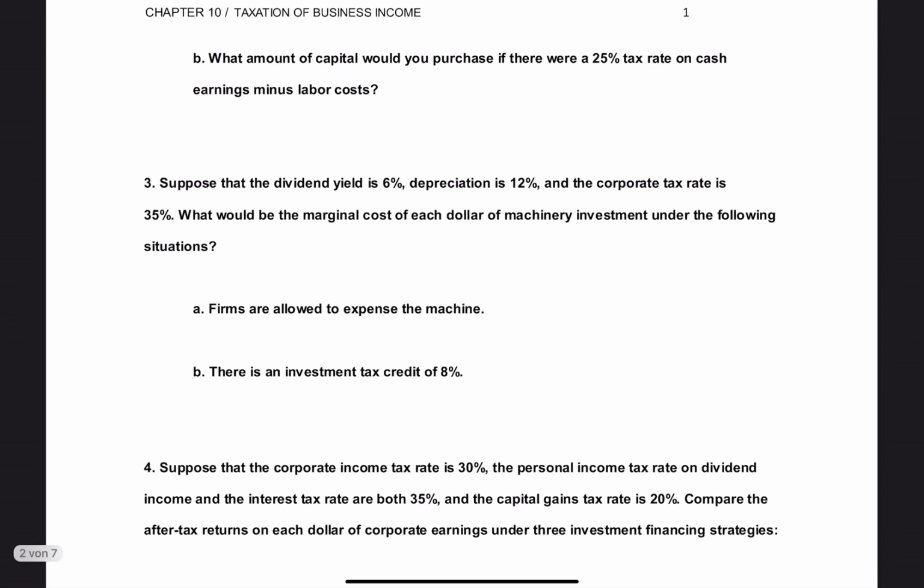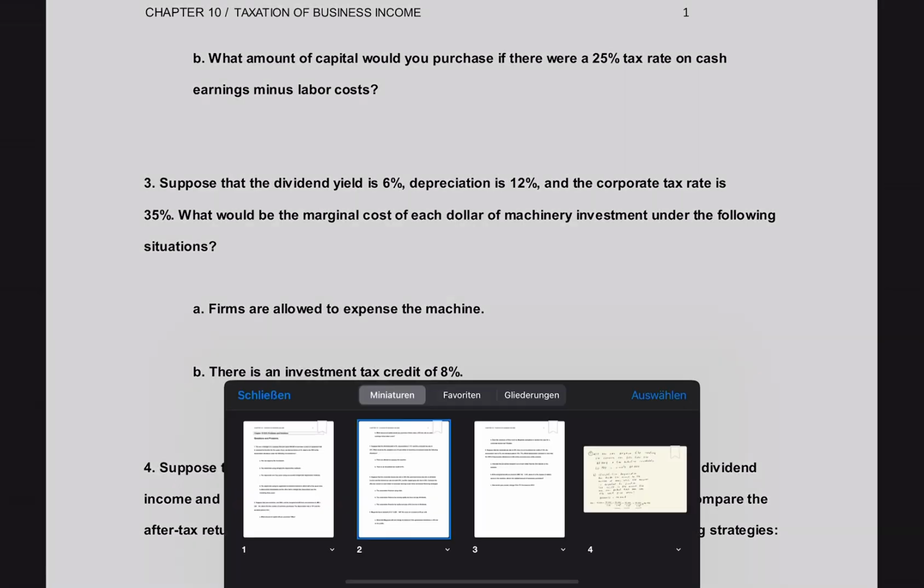Question number 3. Suppose that the dividend yield is 6%, depreciation is 12%, and the corporate tax rate is 35%. What would be the marginal cost of each dollar of machinery investment under the following situations? A. Firms are allowed to expense the machine.